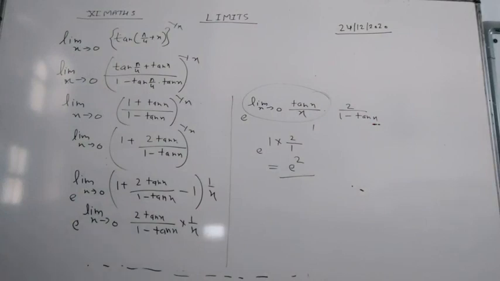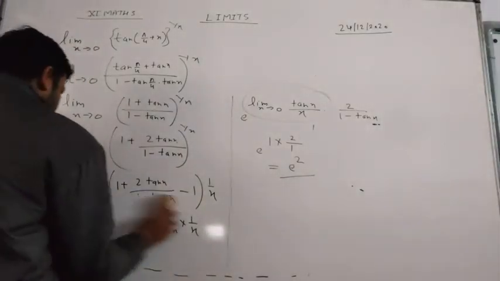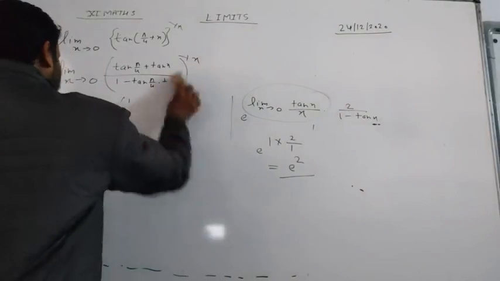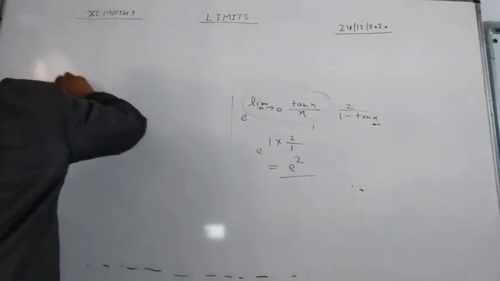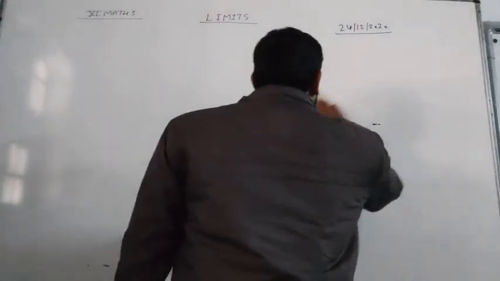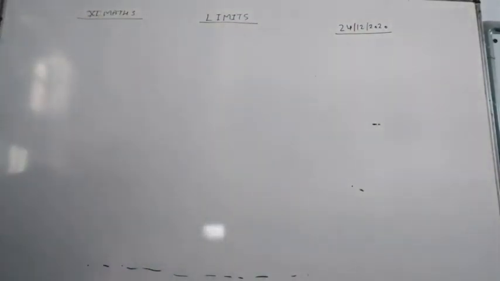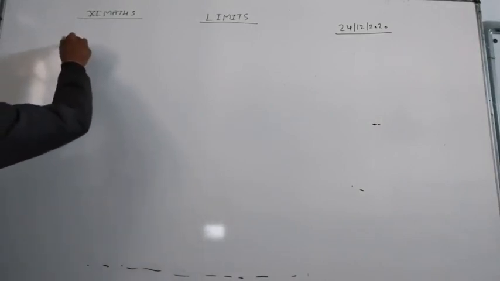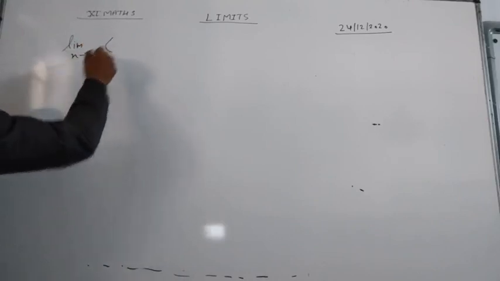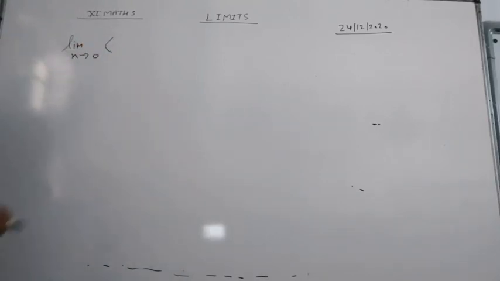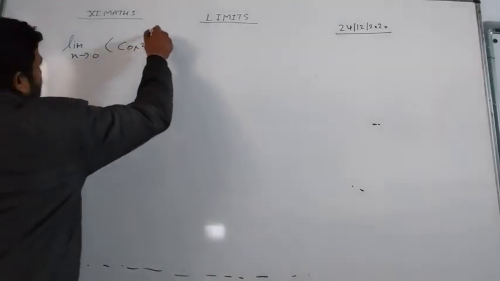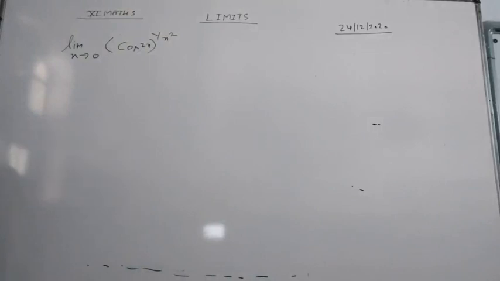Now we see another question. Our next question is limit x tends to 0, (cos 2x) to the power 1 by x square. Okay, student.